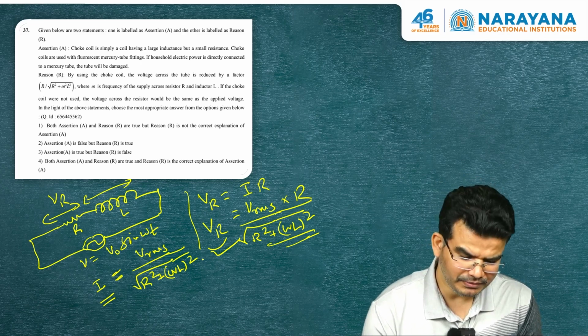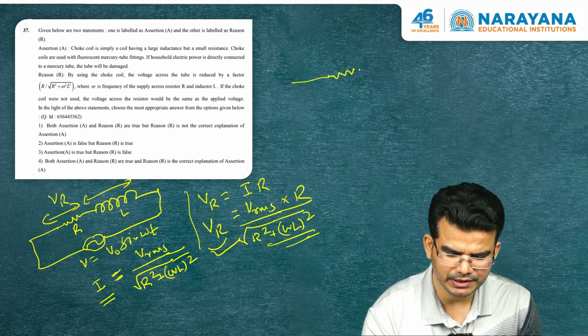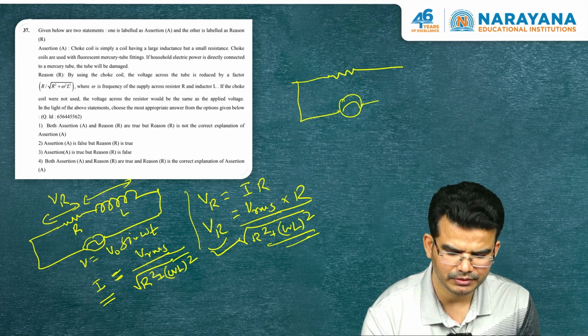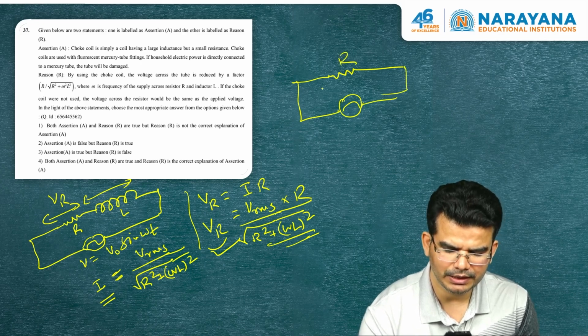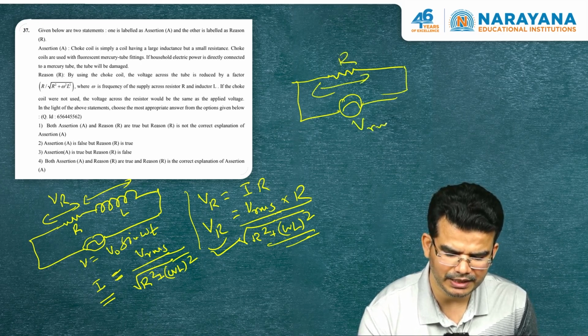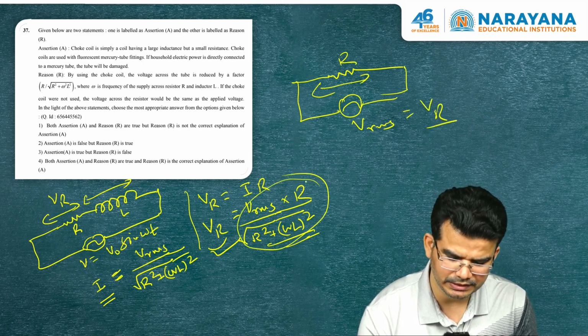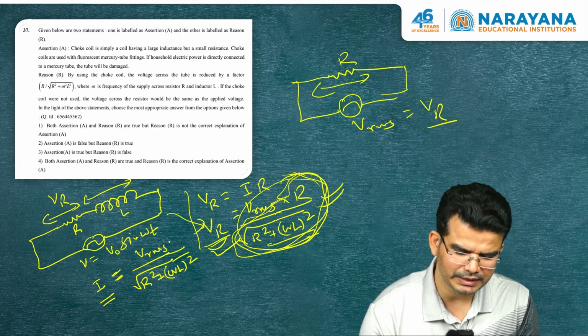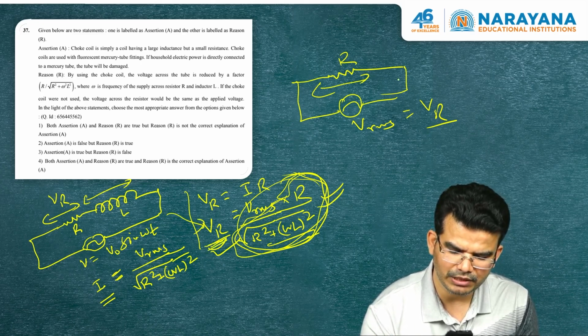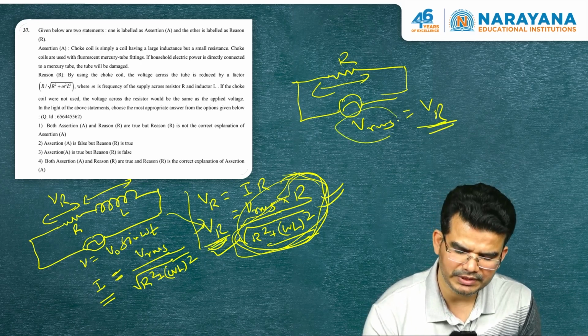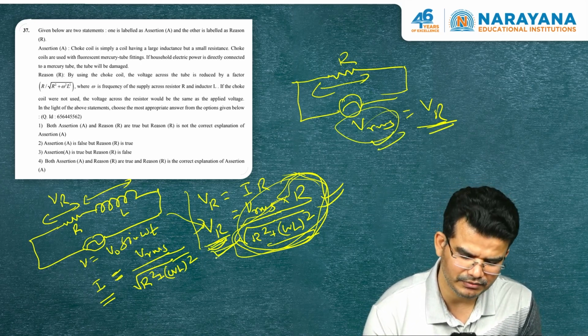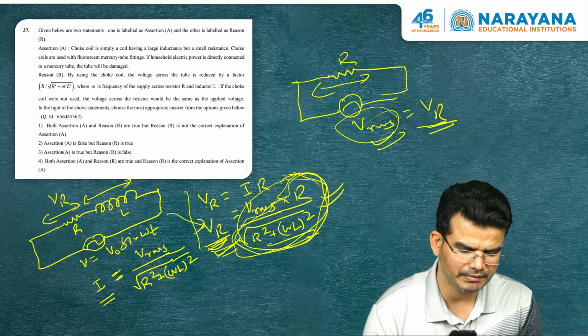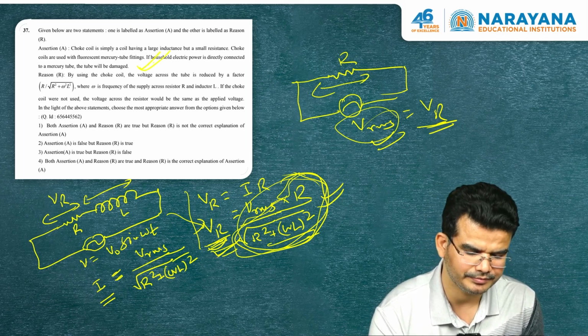Now, suppose this resistor was directly connected to the source, then what would have happened? Tell me. Then the voltage drop across it will be directly this V RMS. In the other case this quantity, this fraction, is less than 1. So, I can say when choke coil is used, VR is less than without choke coil. Without it, VR will be directly equal to the applied voltage. So, here there will be much less possibility of damage. So, the first line is correct, okay.